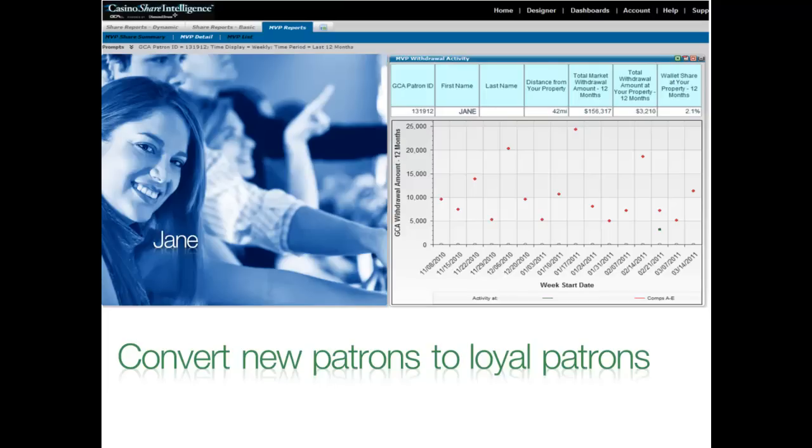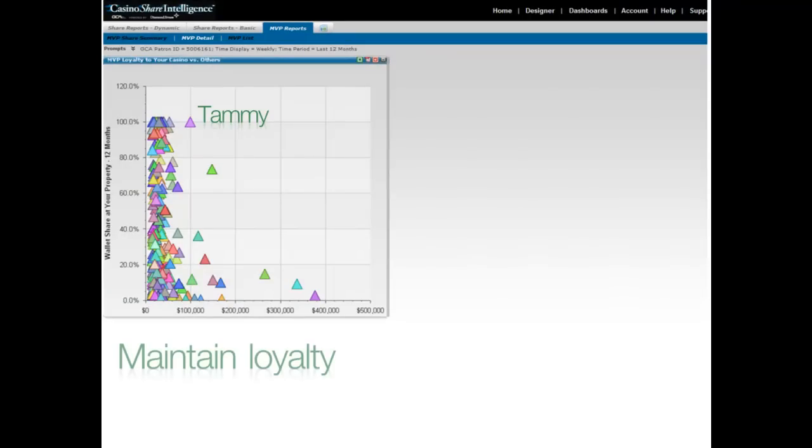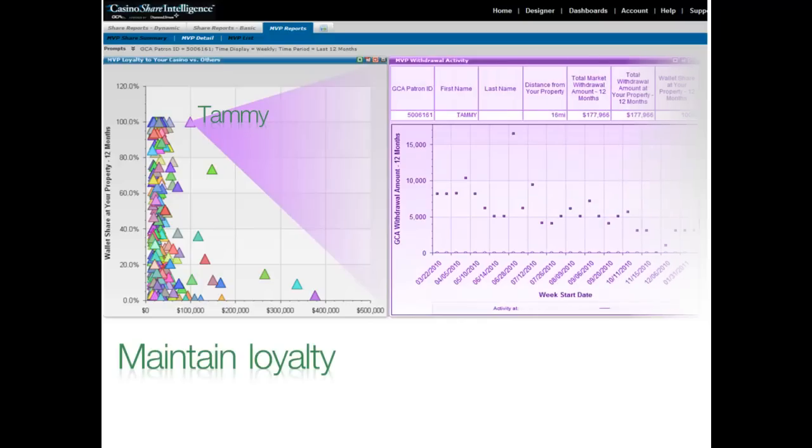If your casino is like most, the 80-20 rule applies. Most of your new patrons won't contribute much over their lifetime to you, but some will contribute a lot. Finding them fast and working hard to convert them can be hugely profitable to you. Right now, Tammy is completely loyal to you. Wouldn't you want this tool to see if she begins to visit your competitors? I've just shown you real-life examples of players with great potential.